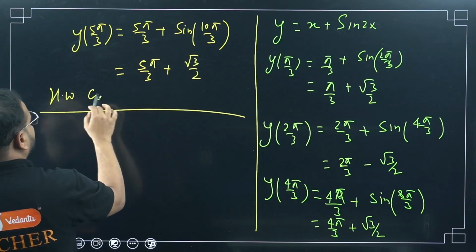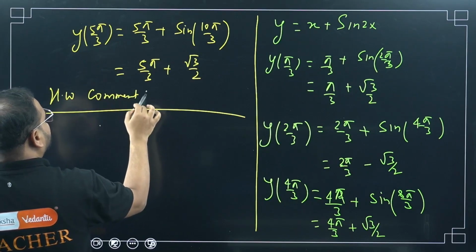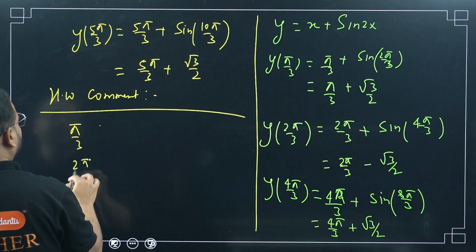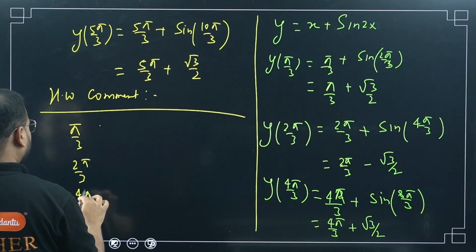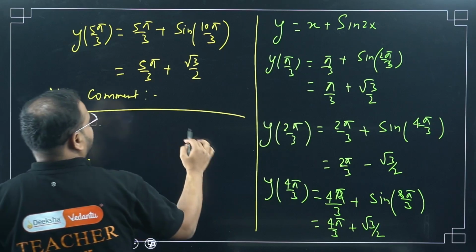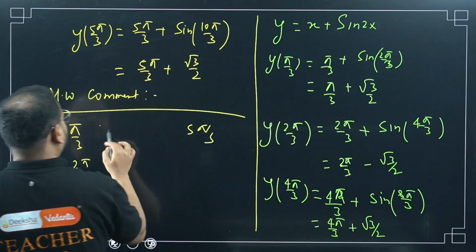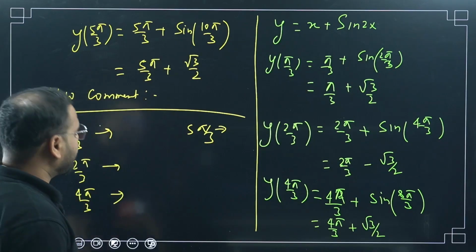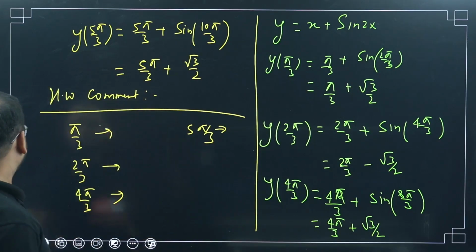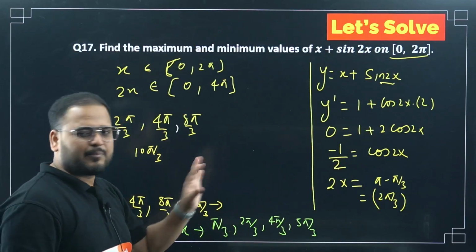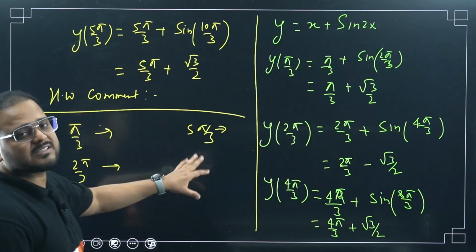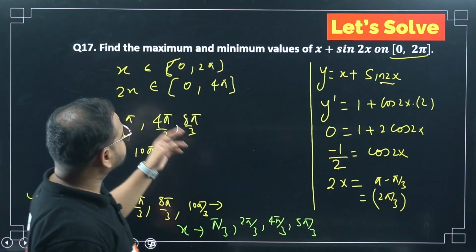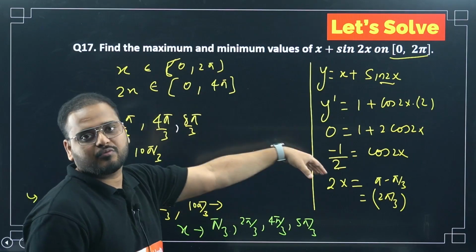Homework. Comment now. What is the comment? So at pi by 3, at 2 pi by 3, at 4 pi by 3, and at 5 pi by 3, which is maxima, minima and maxima. Comment your answers below. I've done everything for you. Just put it there, find the approximate value, and check which is highest. So maxima, maxima, minima, minima. If you don't want to find that, find the derivative or second derivative also. From there also you'll get the trend.